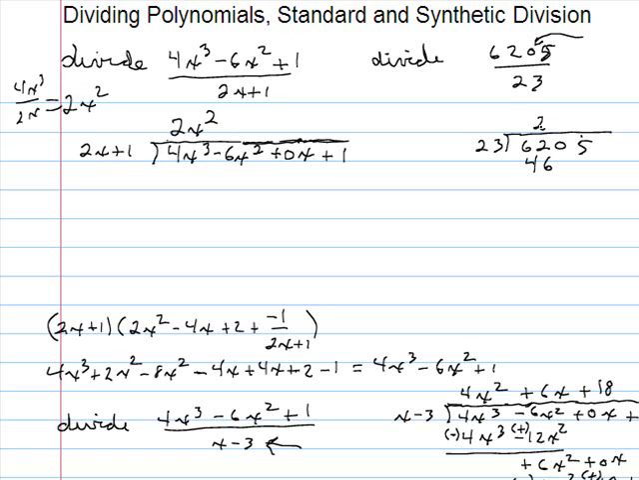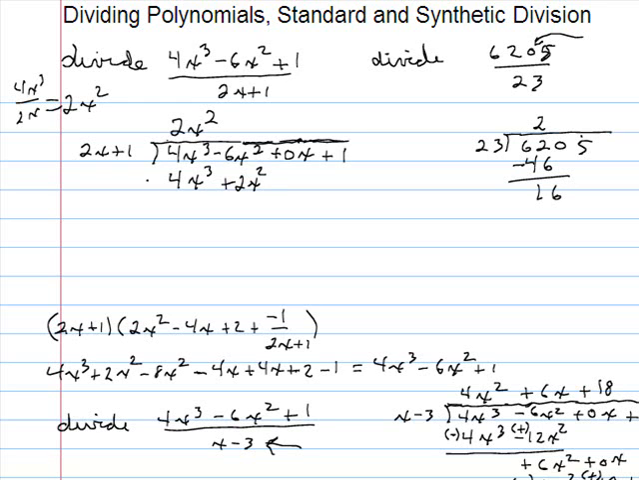And then over here we multiplied the 2 times the 23 to get the 46. So here we multiply the 2x squared by the 2x plus 1. And we get 4x cubed. And then 2x squared times plus 1 is plus 2x squared. Now over here we subtract and we get 16.